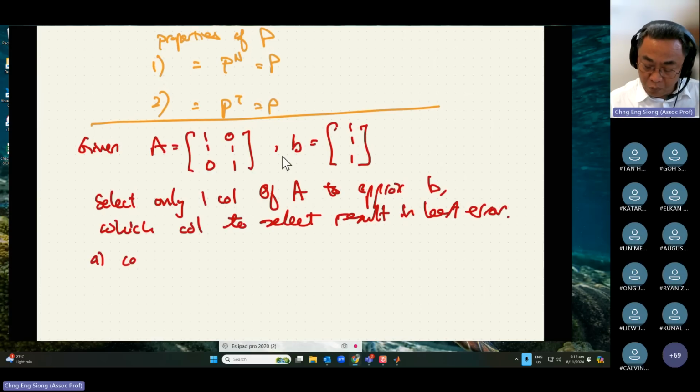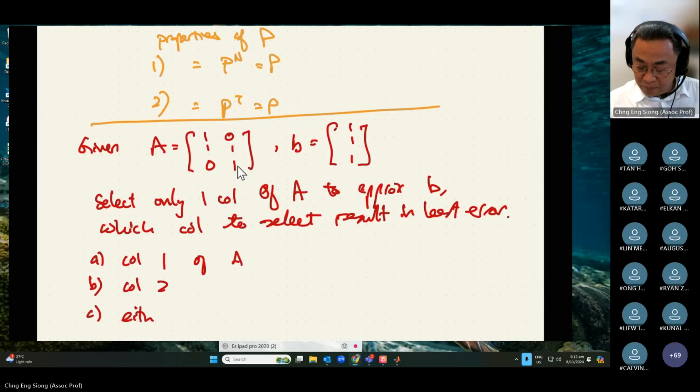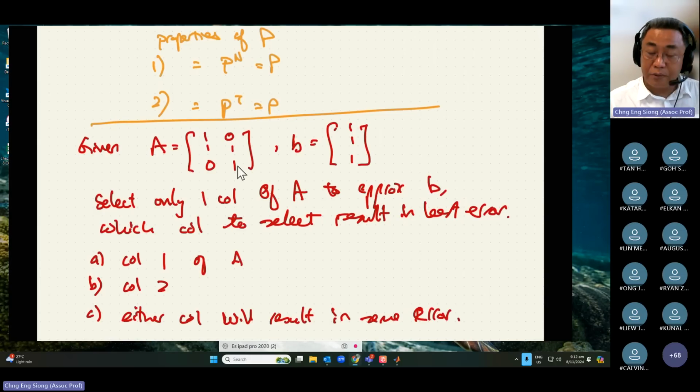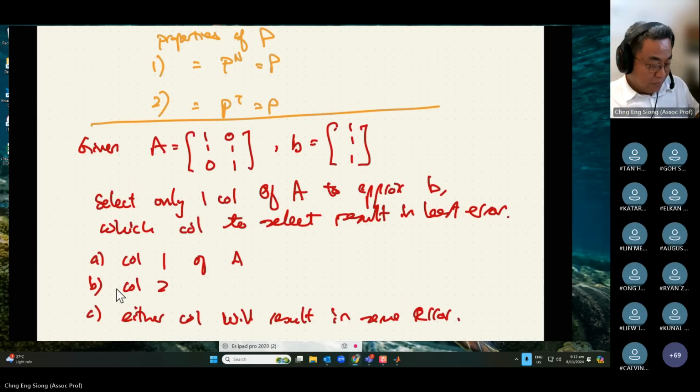A, column 1. B, column 2. So this is column 1, this is column 2 of A. C, either column will result in the same error. So there's only three choices, A, B, or C. Guys, Marvin says C. Anybody else? Yeah, it's a trick question. Very good. C, very good.